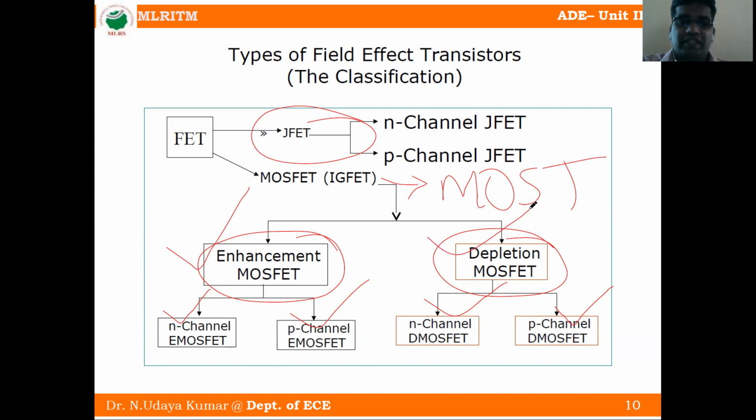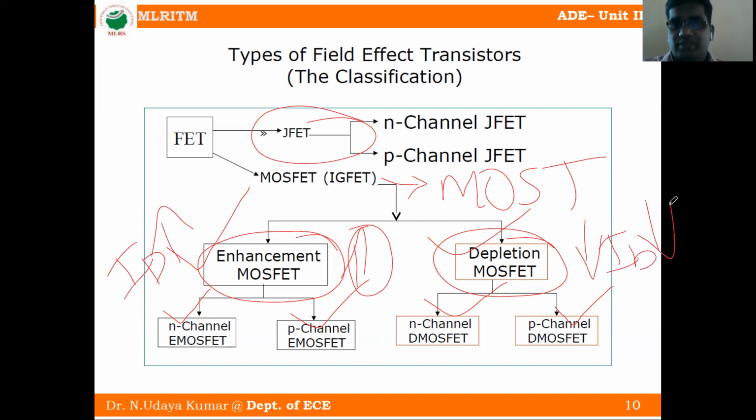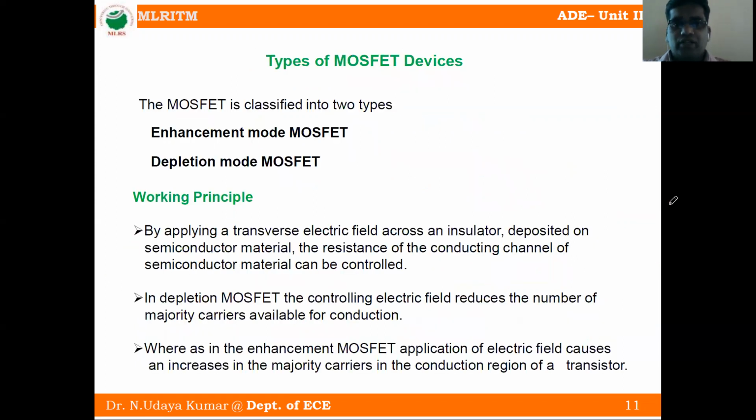Enhancement means increasing. Depletion means decreasing. Here the ID current increases. Here the ID current decreases. So types of MOSFET devices: MOSFET is classified into two types, enhancement mode MOSFET and depletion mode MOSFET.